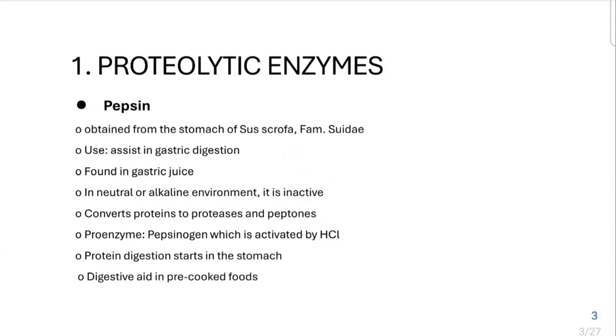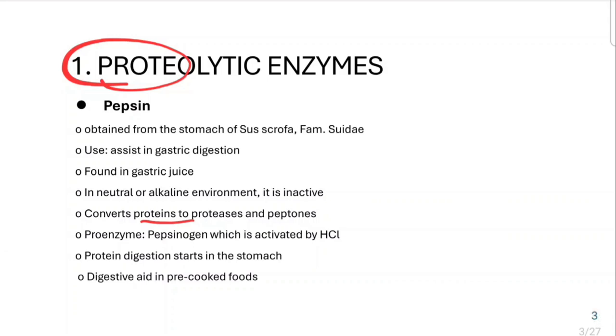Usually it is found in your gastric juice, and in a neutral or alkaline environment it is inactive, because it has a lower pH and is usually active in an acidic environment. Also, the important one is that it converts your protein to proteases and peptones. So, as I said, proteolytic enzyme has the word protein in it, so it really helps with your protein digestion.